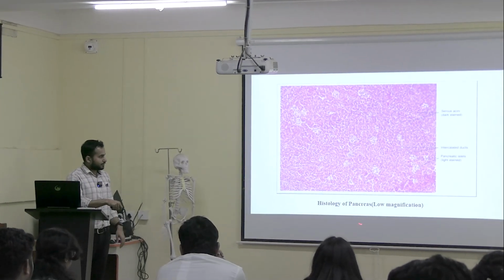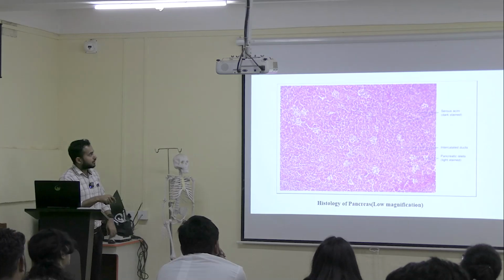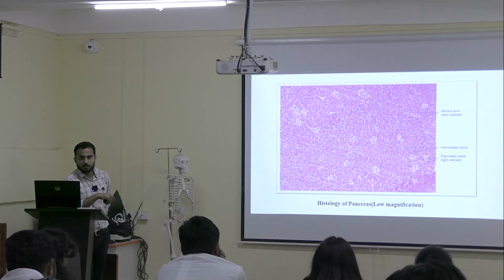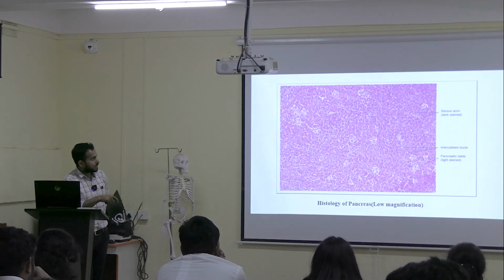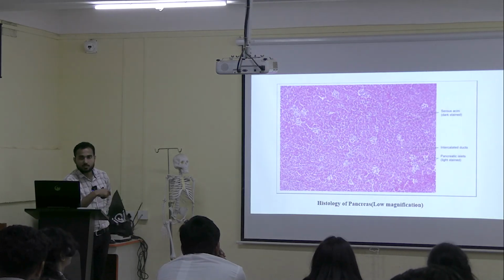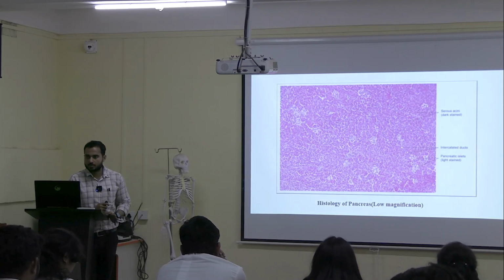Now, this is the histology of pancreas under low magnification. What you can see over here, mostly pancreatic acini are there. In between the acini, can you see the pale areas? So, what are these? These are pancreatic islets. So for the pancreas slide, identification is quite simple. It's not that difficult. Okay?